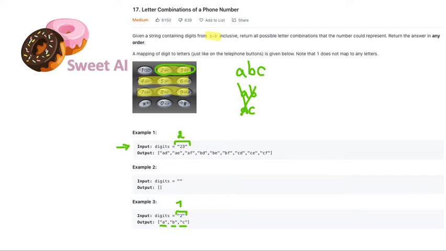If the input is just one digit, we are going to return combinations of length 1. If it is 2 digits, we are going to return combinations of length 2. So this is one thing that we need to keep in mind, and it's very important. Let's jump to the code and see how we can solve this problem.